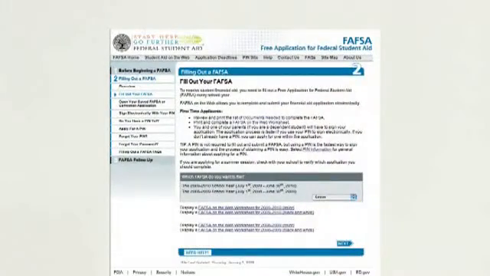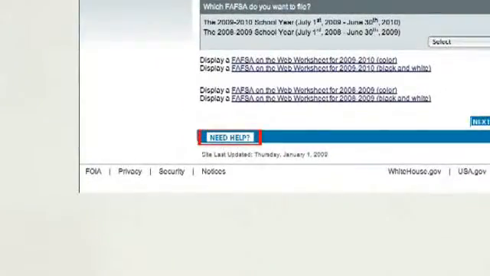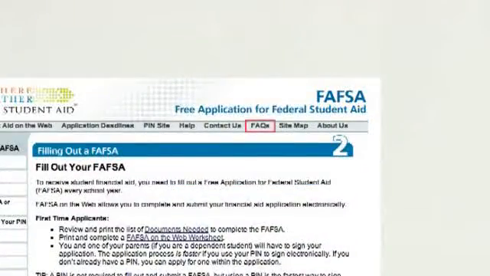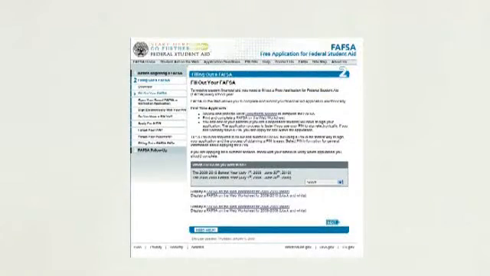What if I get stuck and need help? A quick note about questions. When you're actually completing the FAFSA on the Web, you'll have many opportunities to get help if you're stuck. You can click at the bottom of each page where it says Need Help. You can go to the top of the page and click on the helpful FAQ, or just click on Contact Us for the toll-free number to get a real person who can help you on the phone.